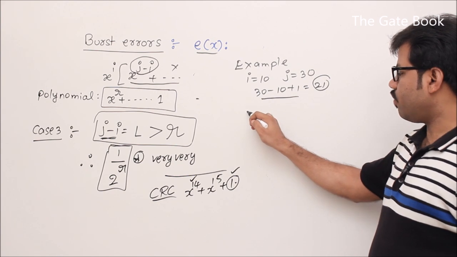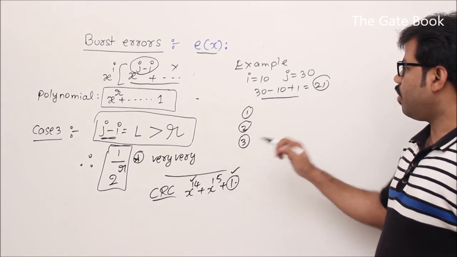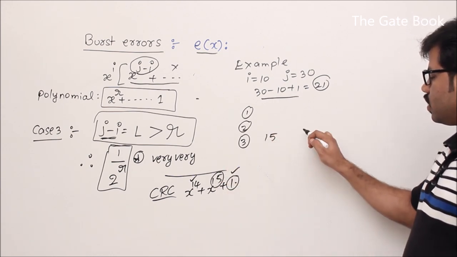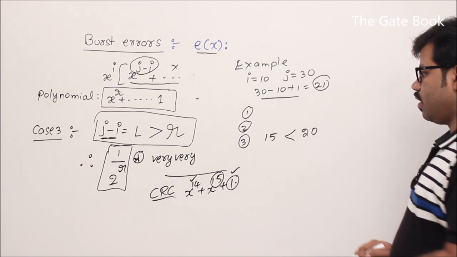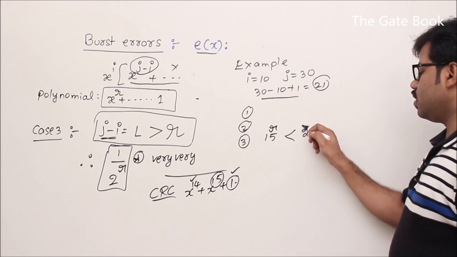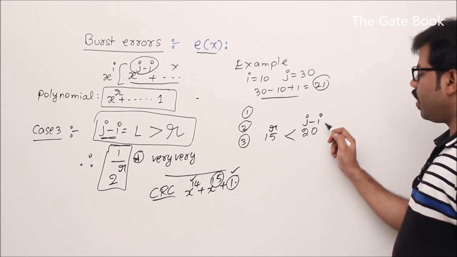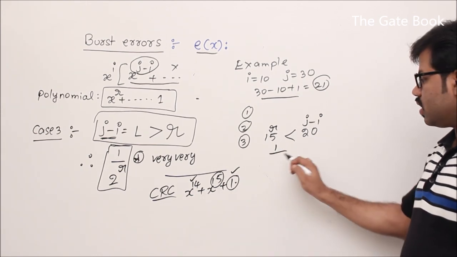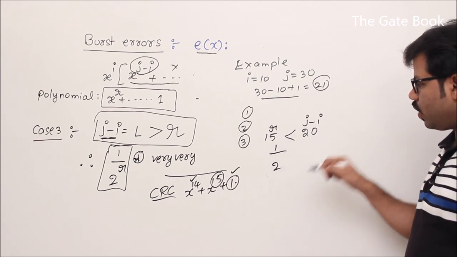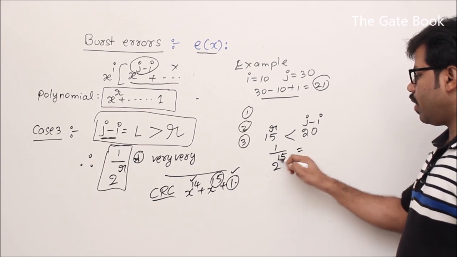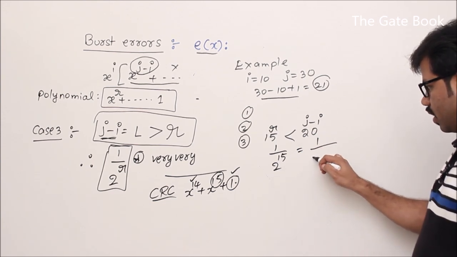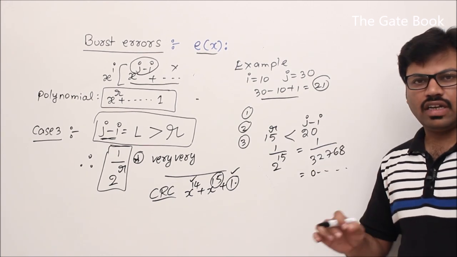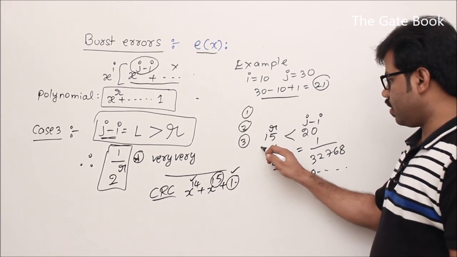So what is the formula? We have three cases: case 1, case 2, case 3. j minus i is what? 20, right? What is r? 15. So 15 versus 20. Since 20 is greater than 15, this is your r and this is your j minus i. Since j minus i is bigger, we can't detect all the errors, but with very rare probability we can't detect. What is the probability of not detecting the error? 1 by 2 power r. What is r? 15. So 2 power 15 is nothing but 32,768. See, it's a very small number. That means it is very rare to not detect the error, right?